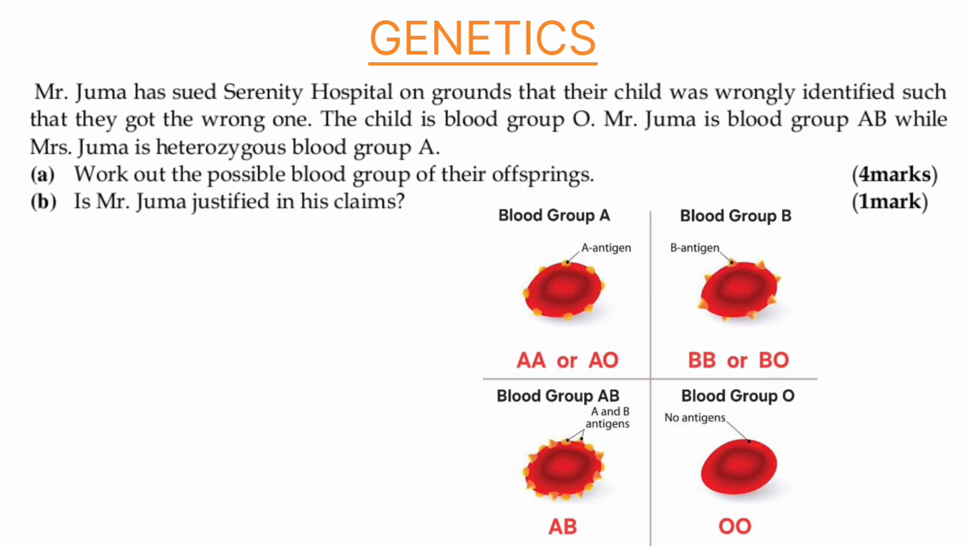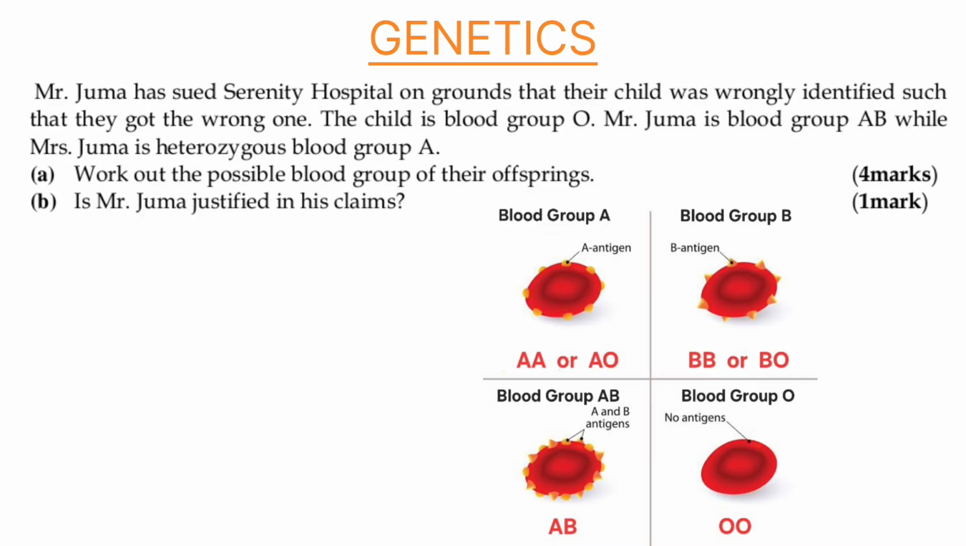Individuals that have blood group A have the A antigen on their red blood cells, and their genotype will either be AA or AO. Individuals with blood group B will have the B antigen, so their genotype will either be BB or BO. Individuals with blood group O lack antigens. They don't have antigen A or B, and as such, the genotype is OO.